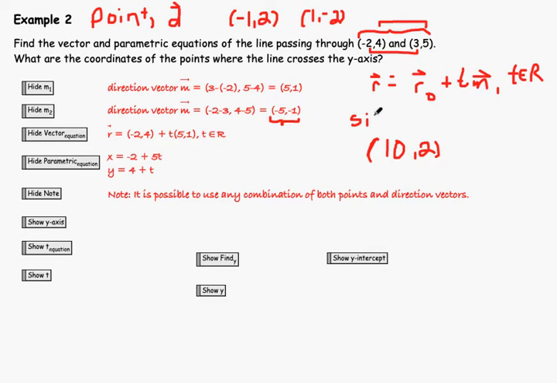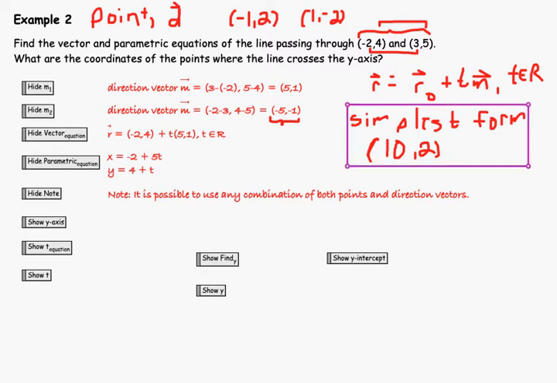Simplest form. I want the direction vector in simplest form, and what does that mean? No common factors that could come out, and we've reduced the number of negatives. I'm going to repeat that one more time. I want your direction vector to be in simplest form, which means minimizing the number of negatives and having no common factors. All right, so now what's the next part of this question we need to address?